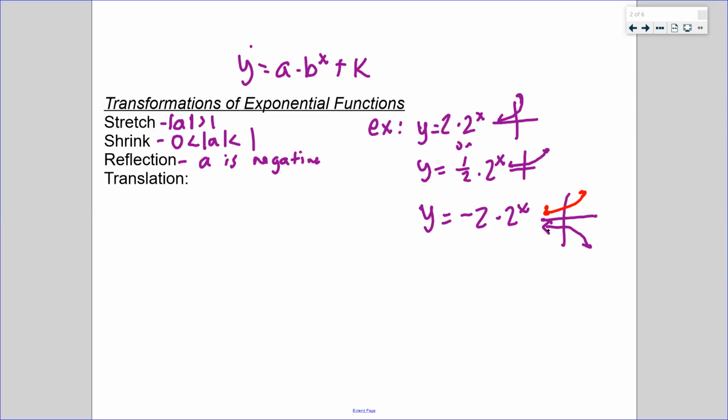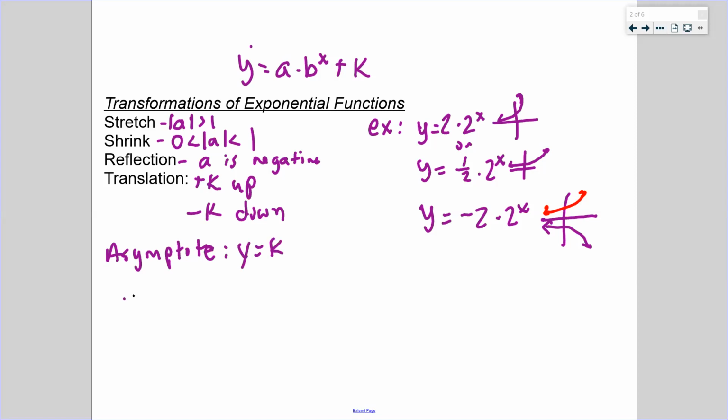Then in translation, this is where k comes into play. If it's plus k, everything moves up. If it's minus k, everything moves down. And then going back to that weird word that we saw before, after we took a little bit of a math hiatus, the word asymptote. Remember that's where the line can't cross. Our exponential graph goes right up to the asymptote but doesn't cross it. The asymptote is y equal to k.